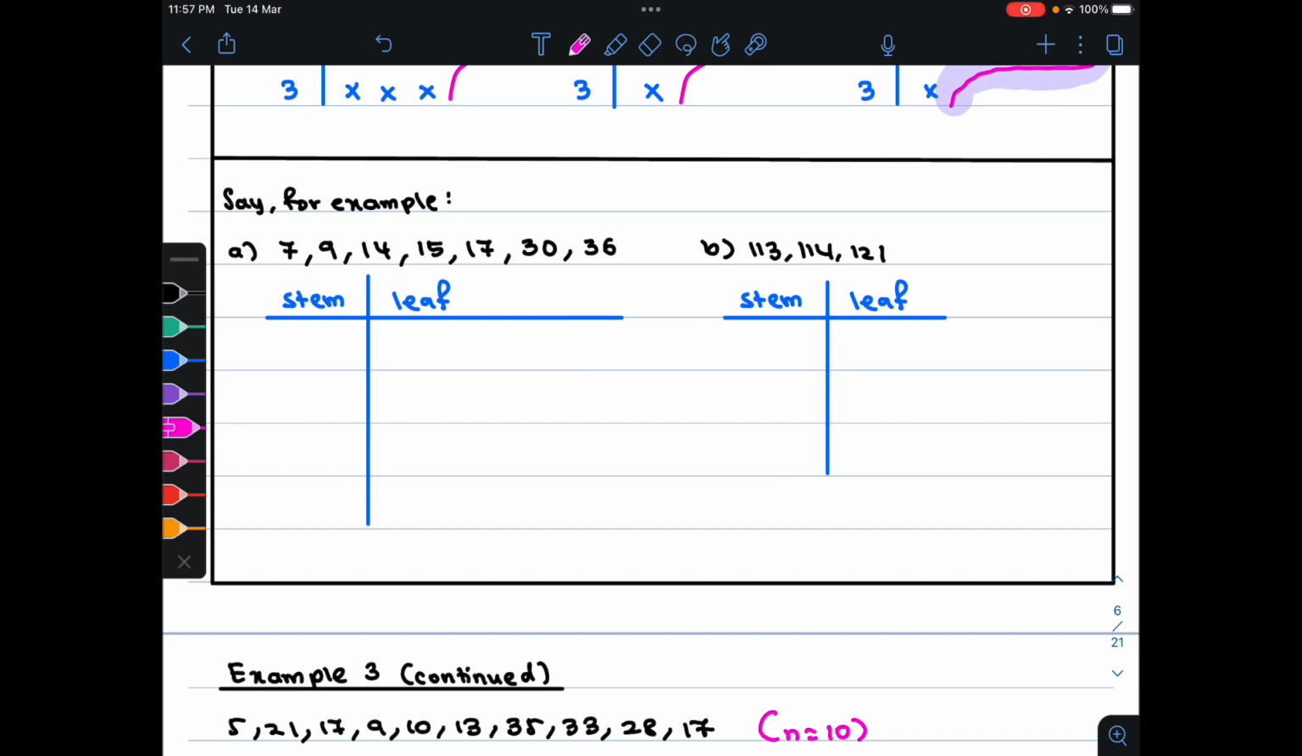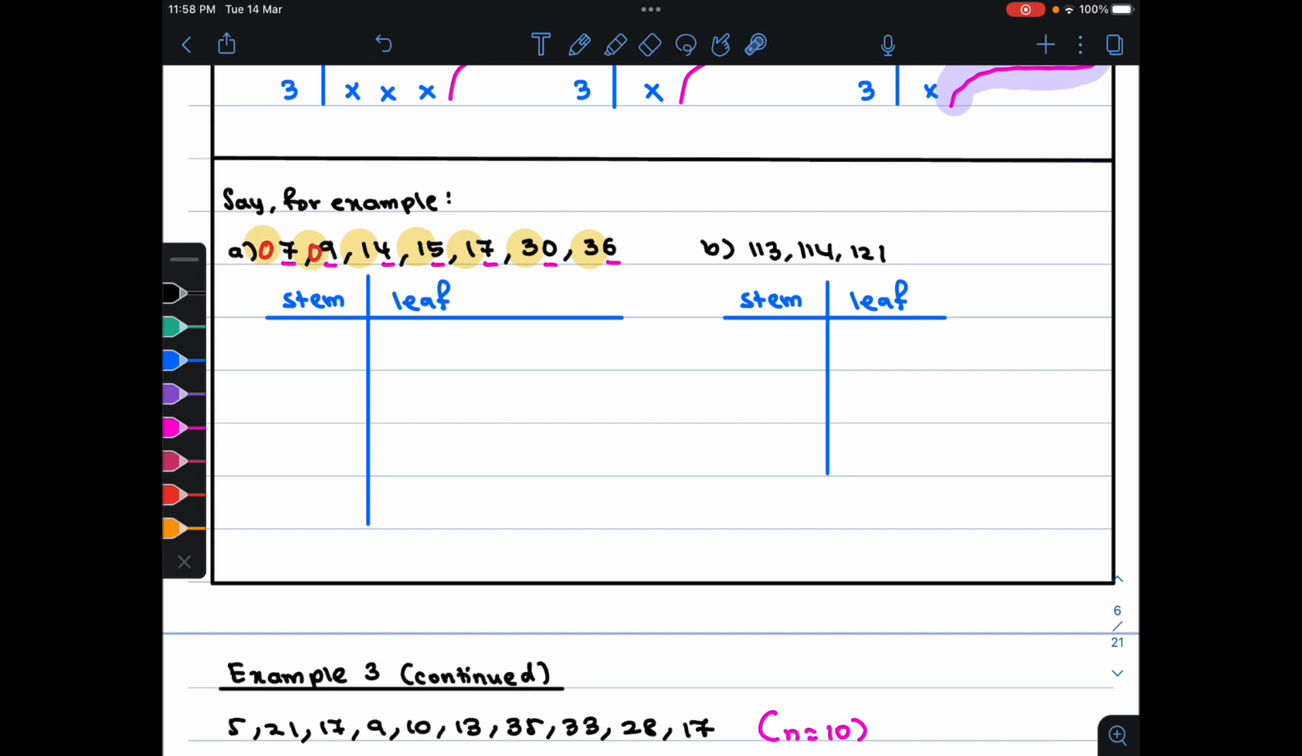So 7, 9, 4, 5, 7, 0, 6 here will be the leaf. Next, we need to determine the stem. The stem will be the rest of the other digit. Here you can see that the stem will be 1, 1, 1, 3, 3. But what about 7 and 9? Actually, it has a digit in front of it, which is 0. So 0 here will be the stem.